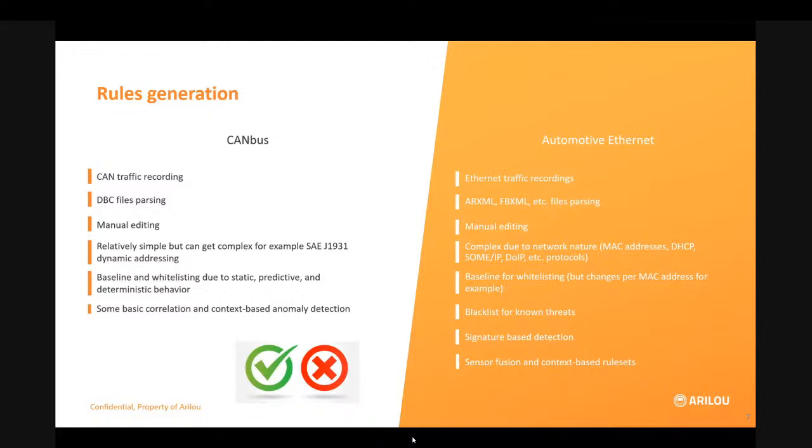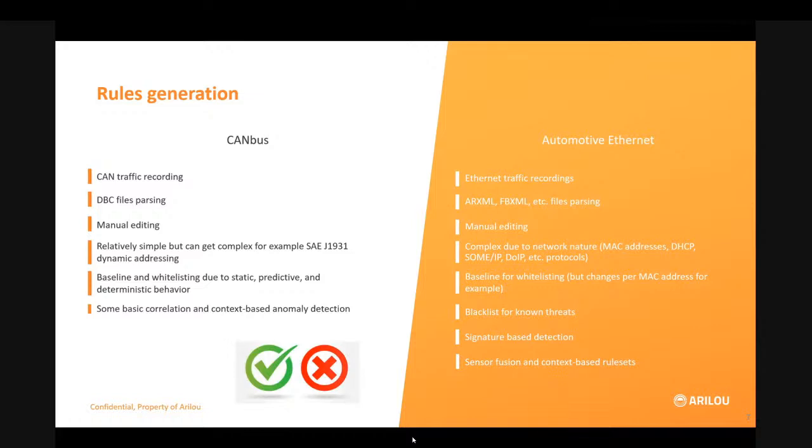Generating the rule is relatively simple for CANbus. It gets a bit more complex for CANbus TP and for the SAE J1939. So there is an error on the slide, it's J1939. And then you do a baseline, and any deviation is deemed as an attack. There are some basic correlation things and context-based anomalies that I'm going to speak about later.